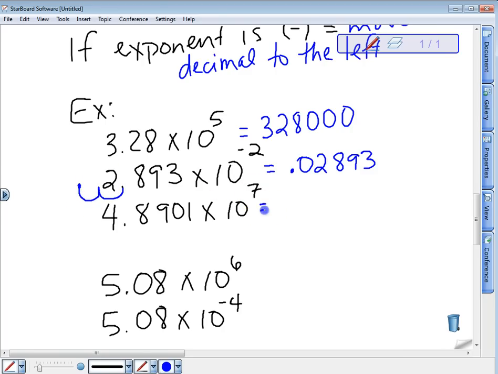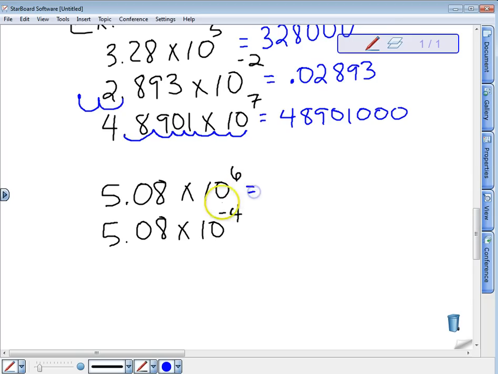Here my exponent is positive, so I'm going to move my decimal to the right 7 places. 1, 2, 3, 4, 5, 6, 7. So I'm going to need to add 3 extra zeros here. 1, 2. Okay, same thing here. 1, 2, 3, 4, 5, 6. So I need 1, 2, 3, 4 extra zeros.